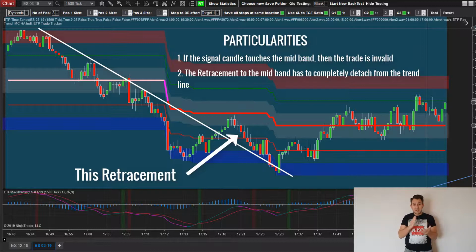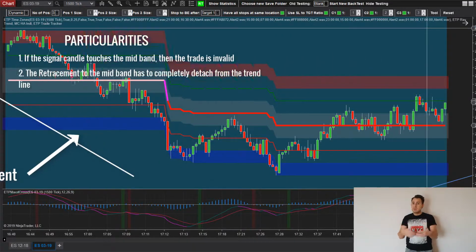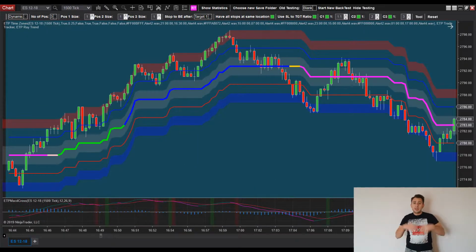Last particularity is that the retracement that breaks the trend line needs to completely detach from the trend line. That means at least 3 candles, and it has to be more than a couple or a few ticks. That's very, very important, because if it doesn't completely detach, that means it's still driving down. So even if it crosses the trend line, it's still not completely detached, so that means the drive is still going.